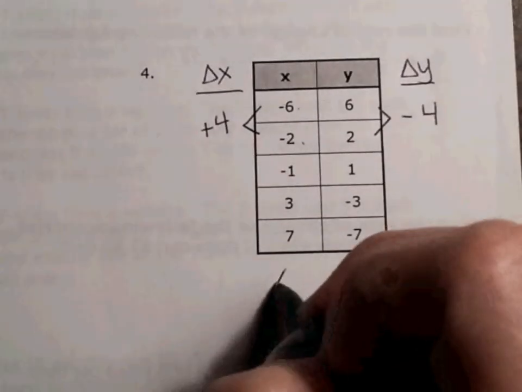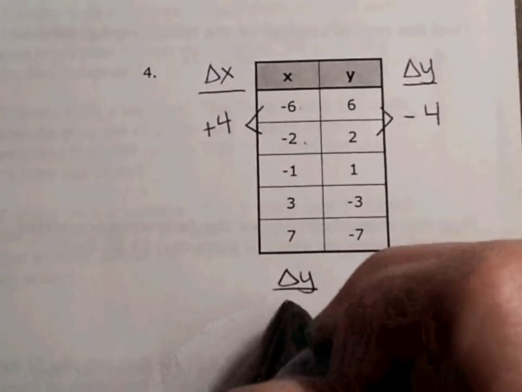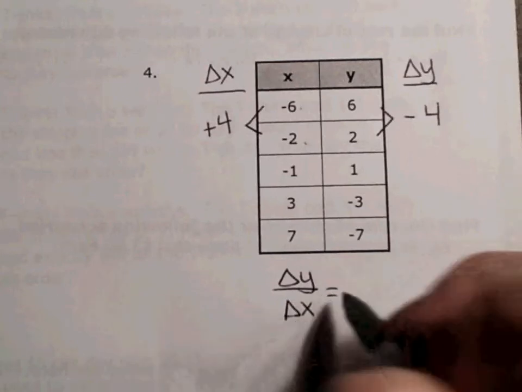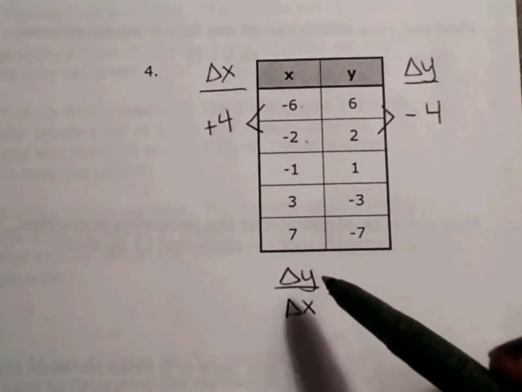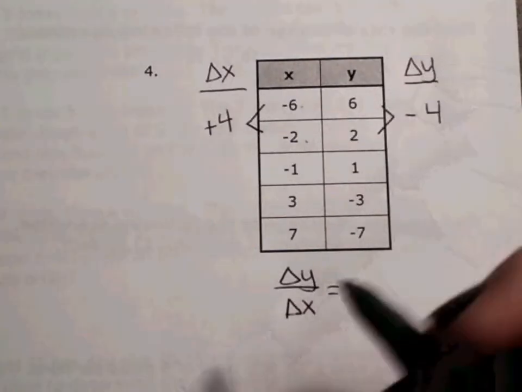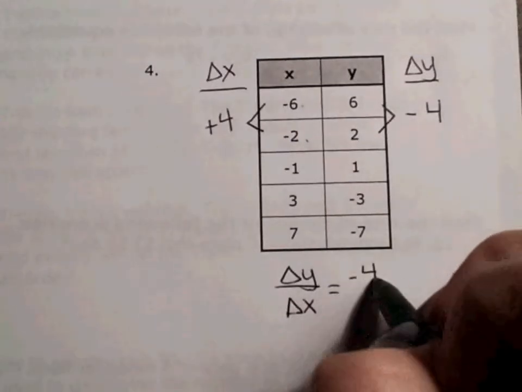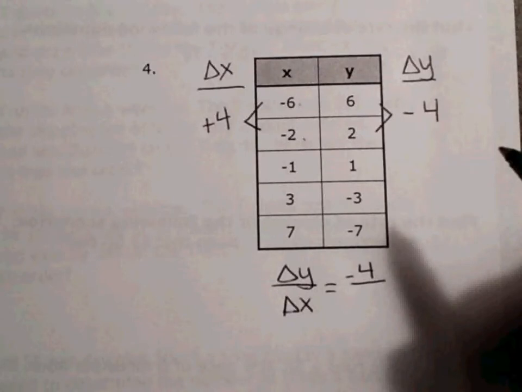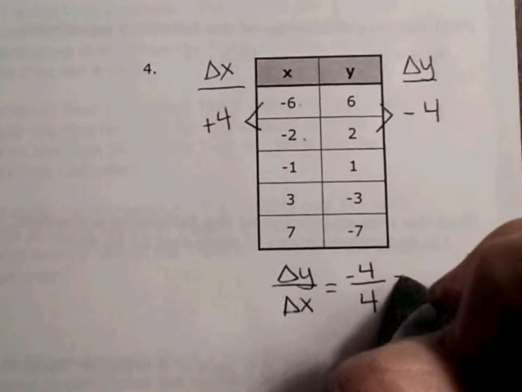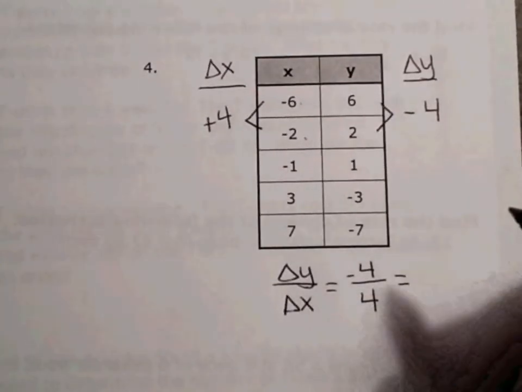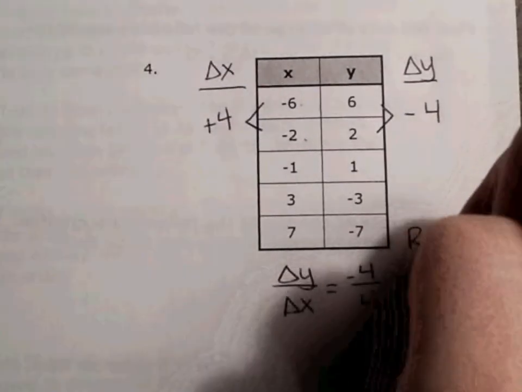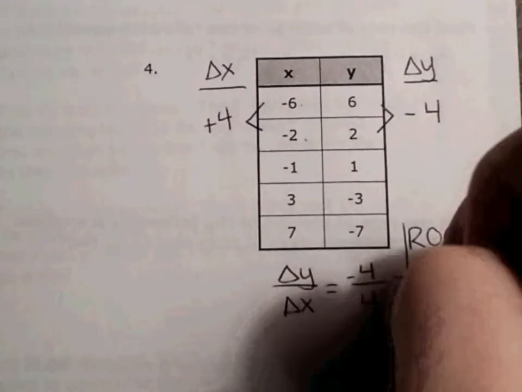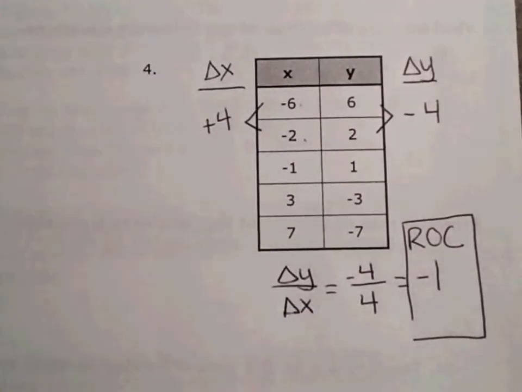So I'm going to just come right down here. I'm going to write what I know. I know that delta y divided by delta x gives me my rate of change. So under what column did I find delta y? I found it right here. So this is going to be -4, and then delta x is going to be +4. So I know that I'm going to simplify this. So it's going to simplify to -1. And I know that that is my rate of change. So I'm going to write rate of change, which is -1.